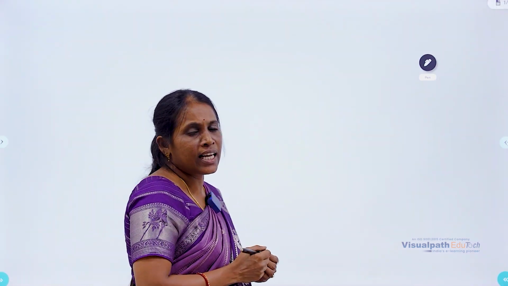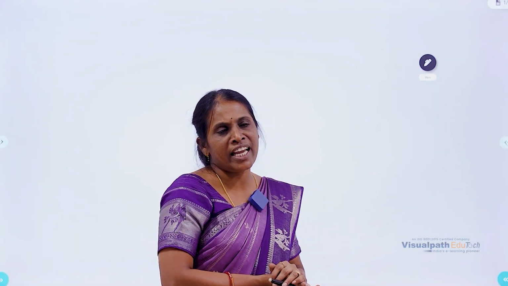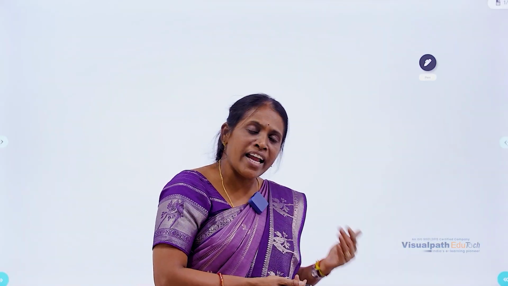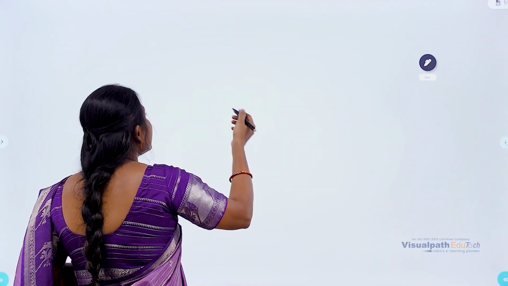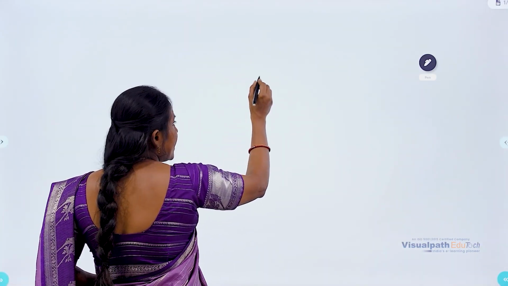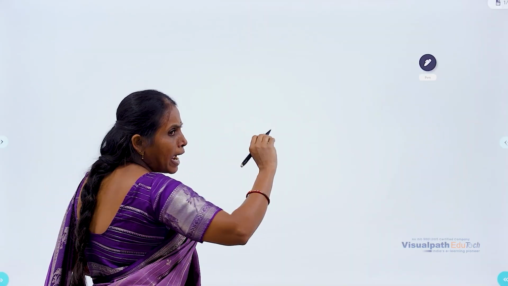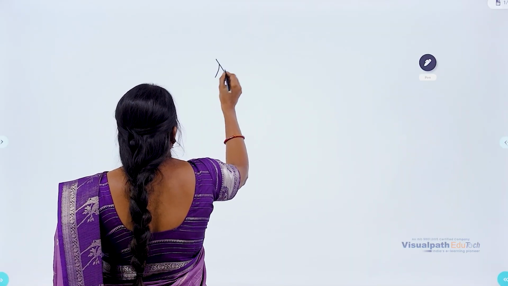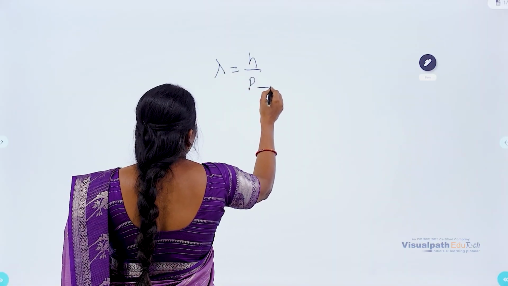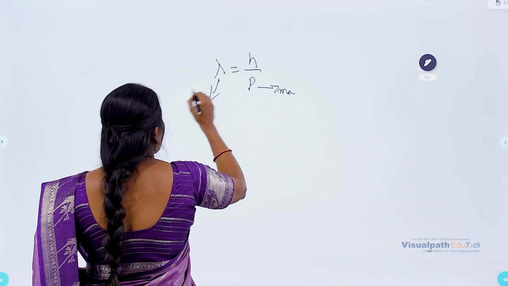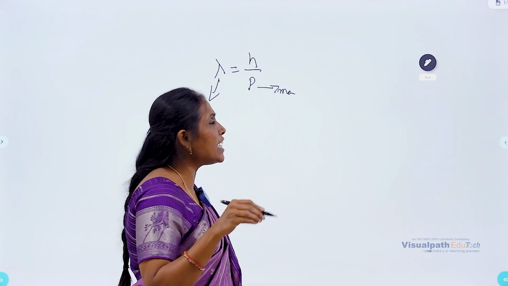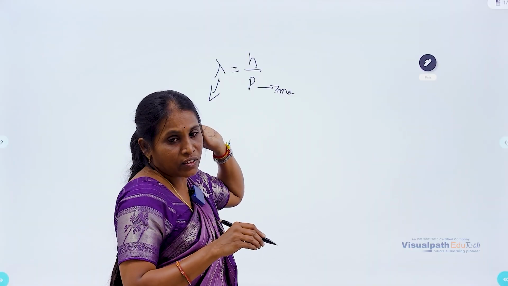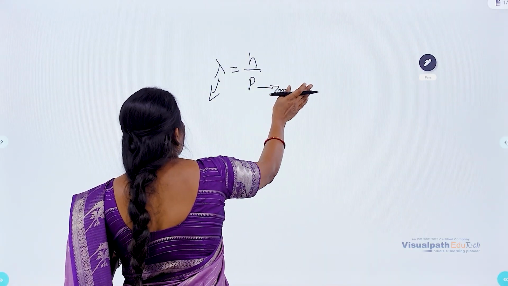Next one is the de Broglie wave equation. It explains the wave nature and the particle nature. In everyday objects, the relation between momentum and wavelength is lambda equals h by p, where p is the momentum and lambda is the wavelength. According to this law, it maintains the relation between momentum and wavelength. This is the de Broglie hypothesis.